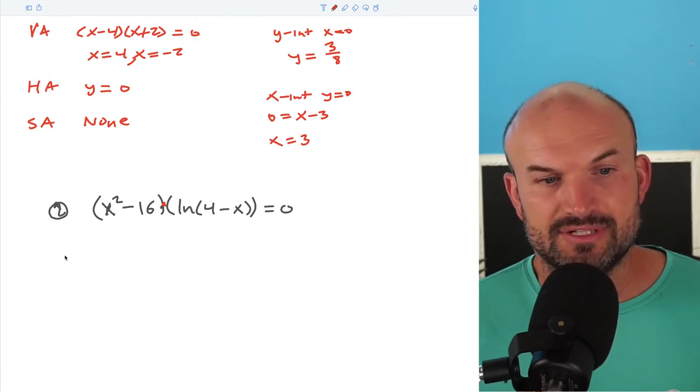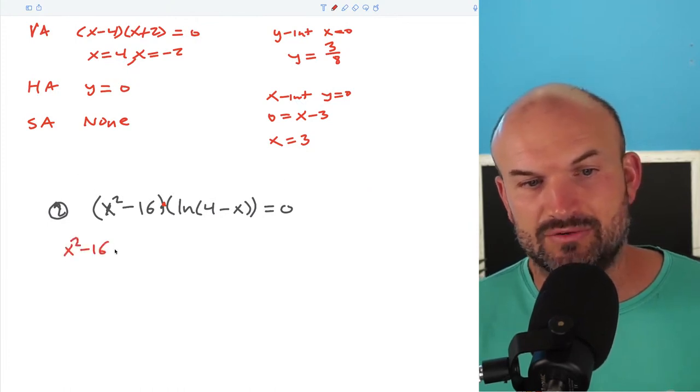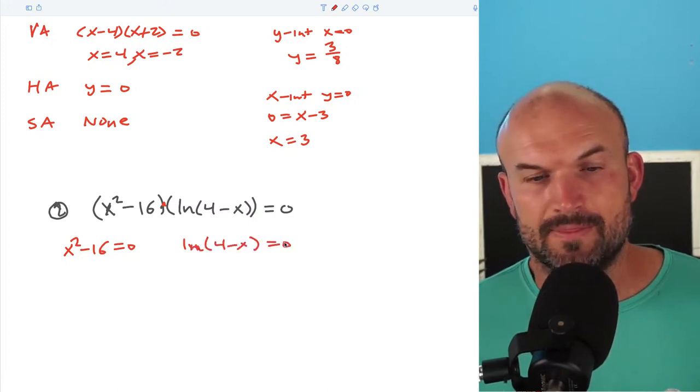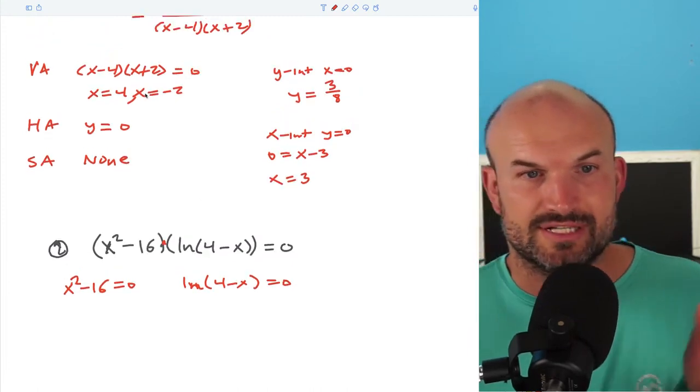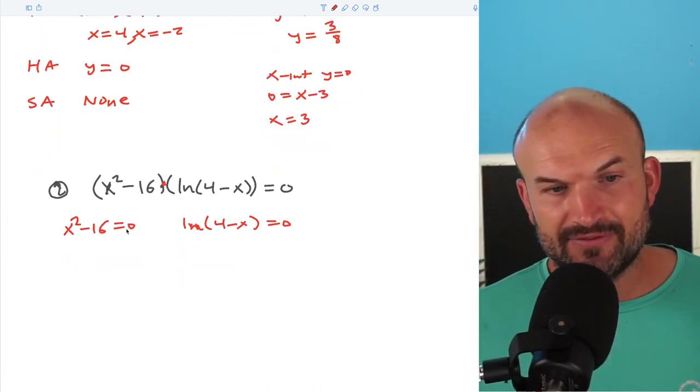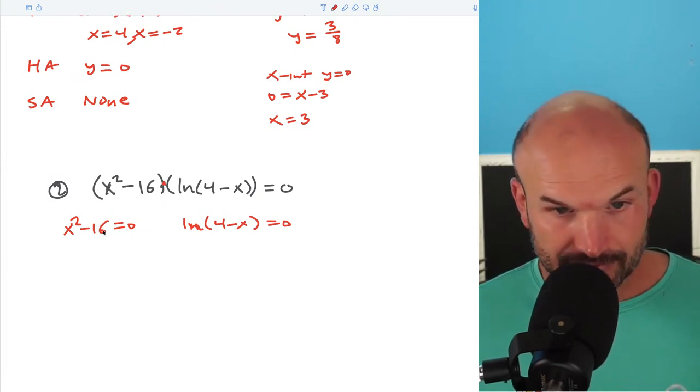What we want to do is set both of these equal to 0. So I have x squared minus 16 equal to 0, and ln of 4 minus x equal to 0. Okay, so set them both equal to 0. I didn't show my work over here because it was a little bit elementary, but over here, we're definitely going to want to go ahead and do that.